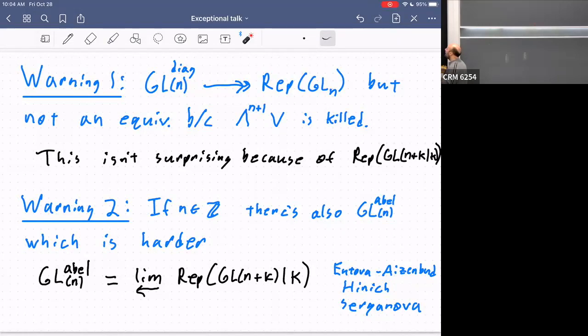I motivated these diagram GLTs as a generalization of GLn, but they're not quite a generalization of GLn. There is a map from the diagram version of GLn to Rep GLn, but it's not an equivalence because in Rep GLn, the n plus first wedge power is zero. And in my diagram category, I didn't put in anything to assure that. Okay, so they're slightly different. This shouldn't be surprising because if you think about supergroups, there's GL(n+k|k). This also has an object of dimension n plus k minus k, which is n.